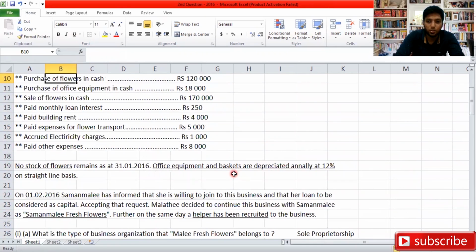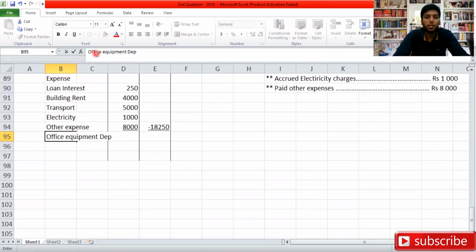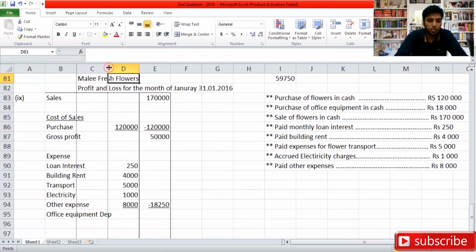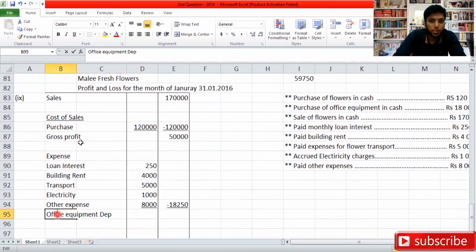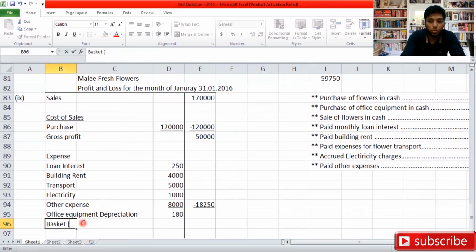Depreciation. Basket is 20,000, 12%. Office equipment, we already found the depreciation as 180. So I can record here office equipment depreciation. I can't write dep, I need to write depreciation itself. Office equipment depreciation, 180. I'll record 180 here. And then I have one more depreciation, the basket. So I can find it here itself. 20,000 was the basket's actual amount. 12% is the depreciation charge.